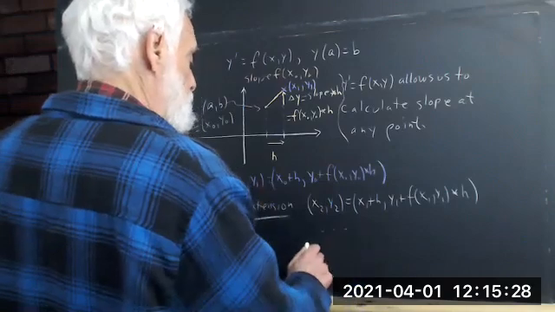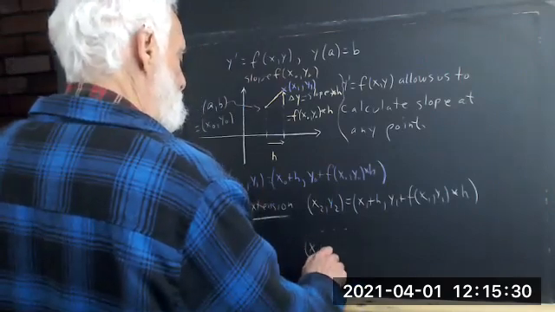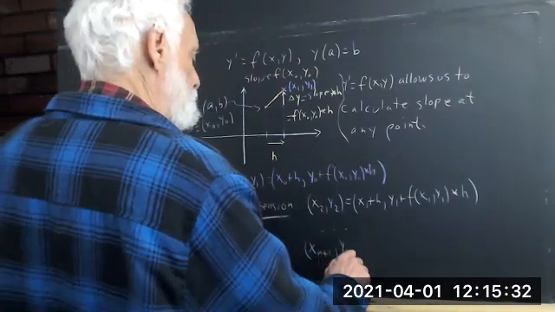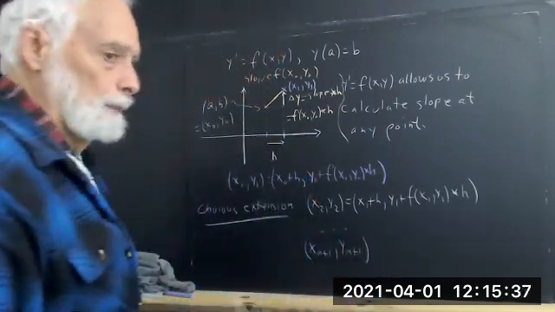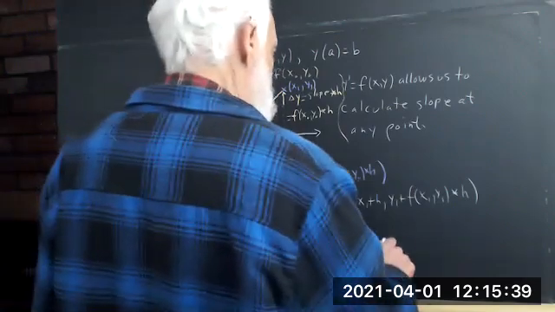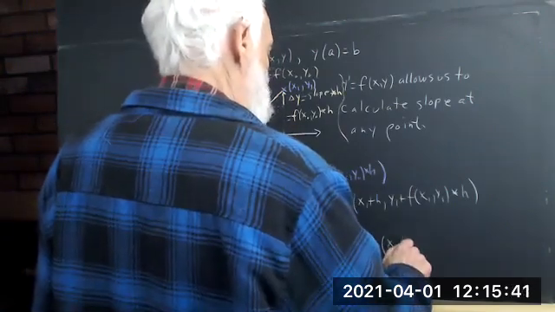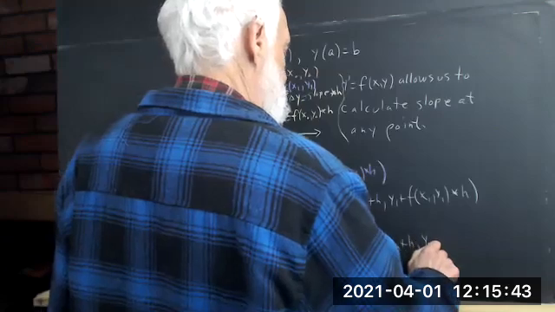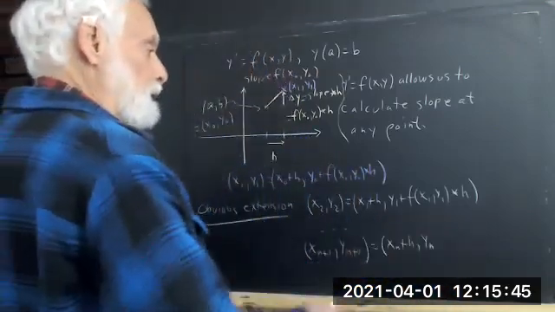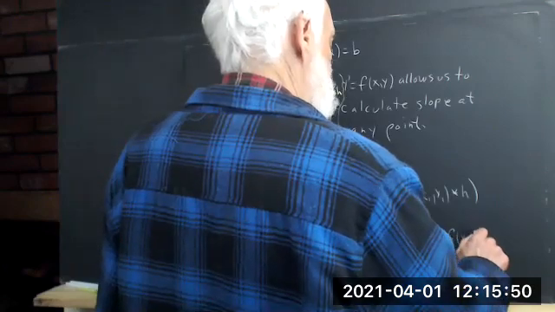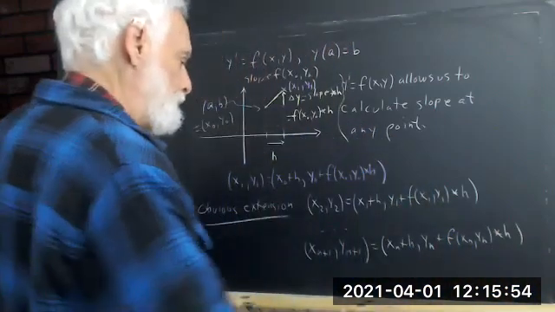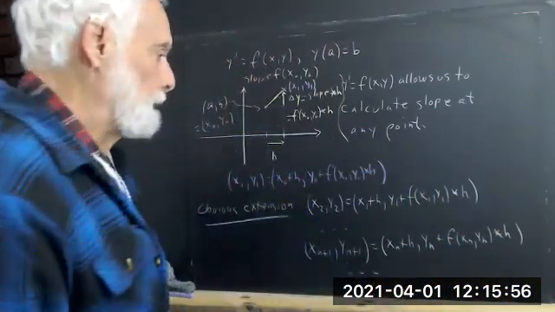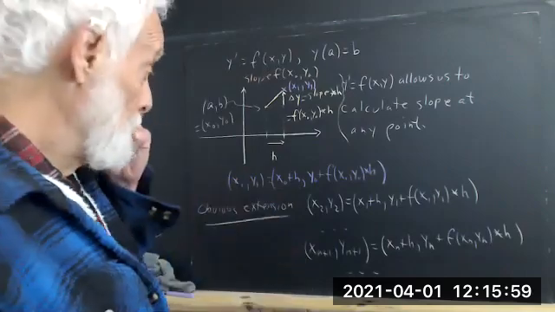And then in general, x(n+1), y(n+1) equals xn plus h, yn plus f of xn, yn times h. And then you can move on as far as you want.